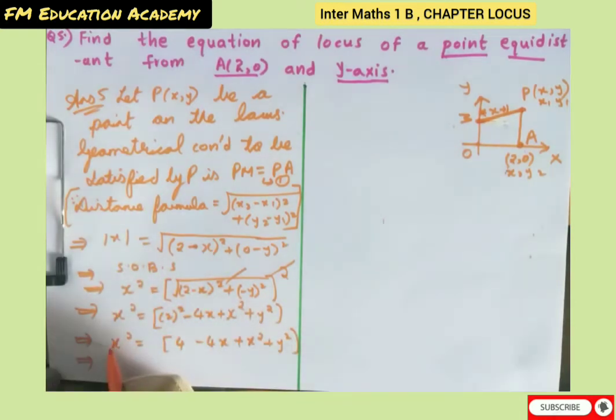X square is present on LHS as well as x square is present on RHS, so both will get cancelled. So we are left with y square minus 4x plus 4 is equals to 0. Let this be equation 2. Now we have to verify that this is only the equation of locus or not. How to verify that this is only the equation of locus?